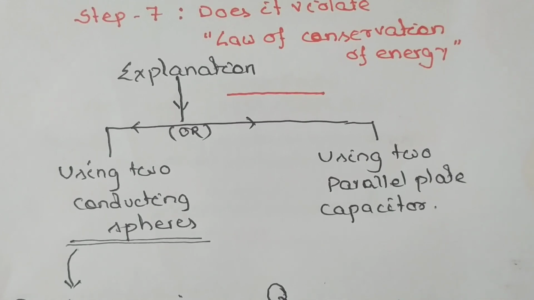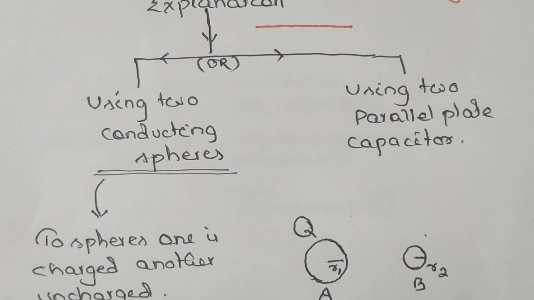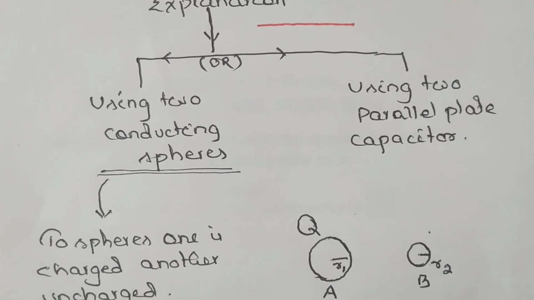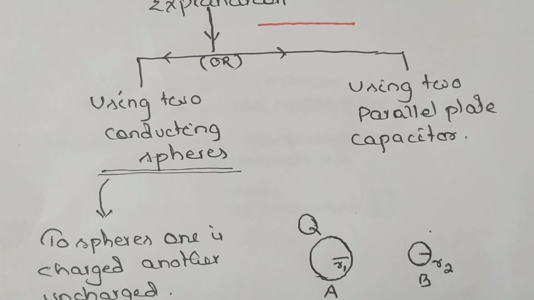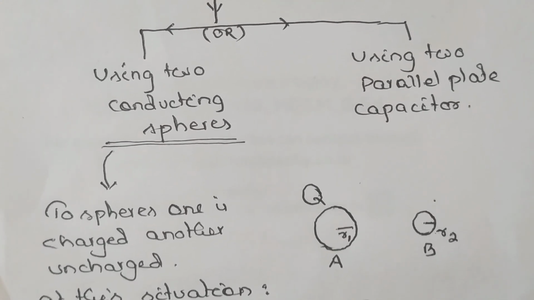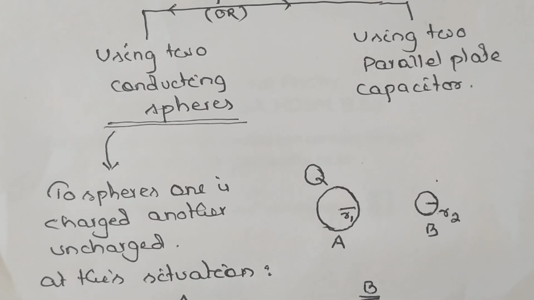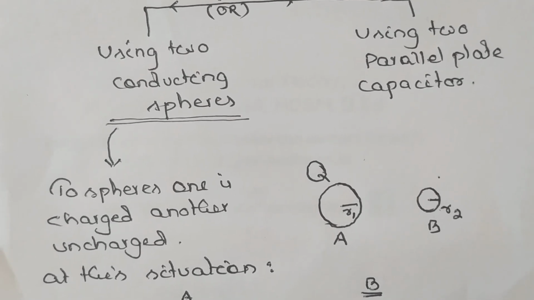Now to explain this concept, we have two different situations. Either we will take two conducting spheres for this purpose, or we can take two parallel plate capacitors for understanding this concept. But for simplicity, I am taking two conducting spheres, because the two parallel plate capacitor concept is there in all the books, and generally it is taught in all the schools by all teachers. But this is a concept where we can understand and realize the concept very easily.